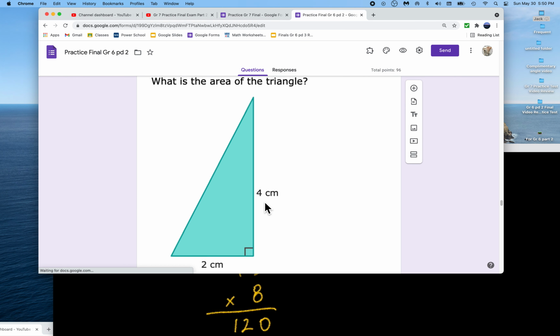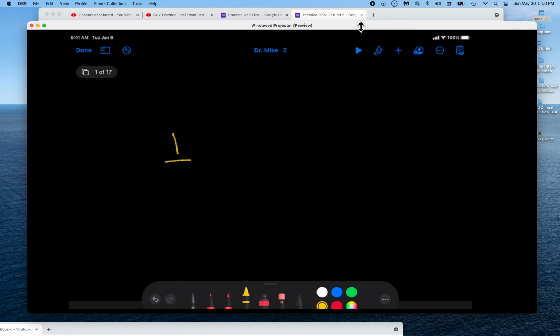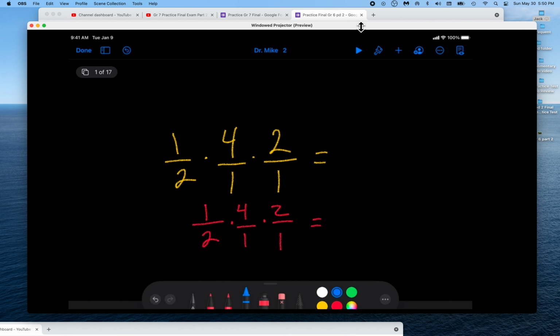What is the area of the triangle? The formula for a triangle, ladies and gentlemen, is 1/2 base times height. So we are going to have 1/2 base times height. We can put these in fractions to make things easier. If I write this as 1/2 times 4/1 times 2/1, we see that these 2's can cancel out because one is on the top, one's on the bottom, and everything is being multiplied. So our final answer is going to be 4.